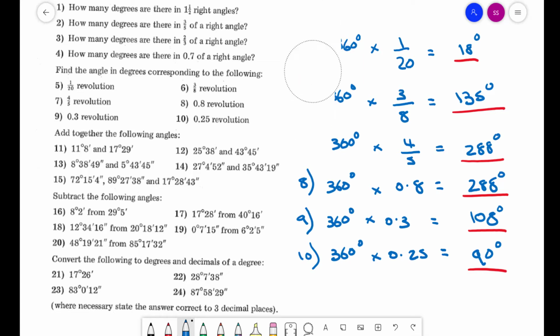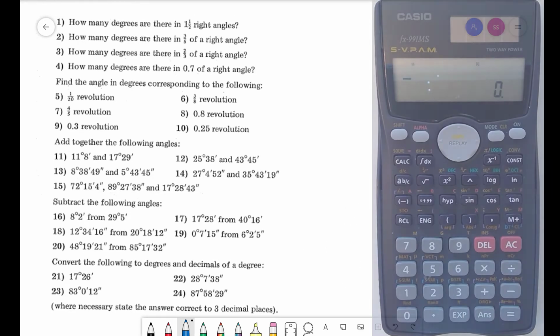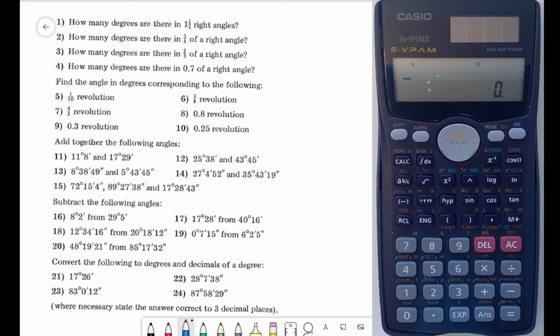So let me clear this off. There we go, and here comes the calculator. So for question 11, we need to add 11 degrees 8 minutes and 17 degrees 29 minutes. Now notice in the question, there are no seconds in both parts of question 11. So if there are no seconds, we just don't need to enter them in.